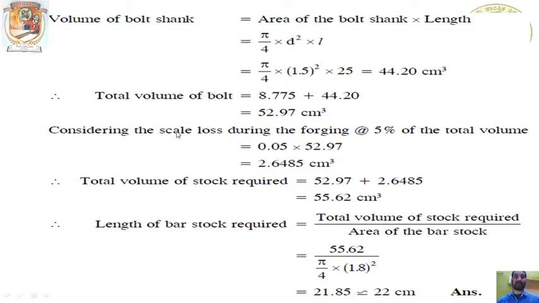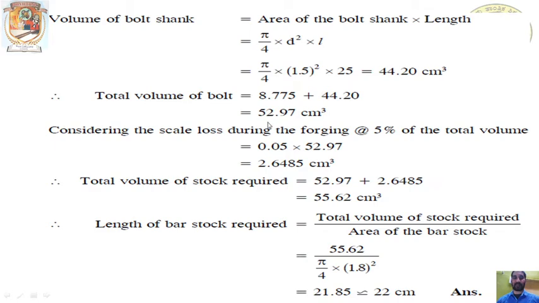But you have to consider the loss during the forging as 5% of the total volume, the scale loss. It is standard, every time you need to consider 5% as a scale loss. So 5% scale loss, we are considering 0.05 times 52.97. 5% of the total volume is 2.6485.